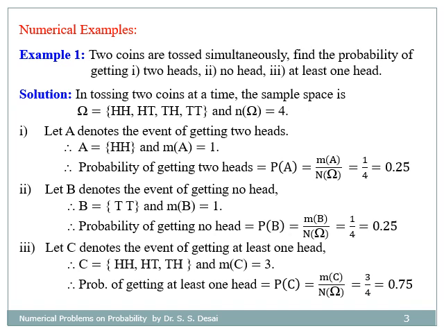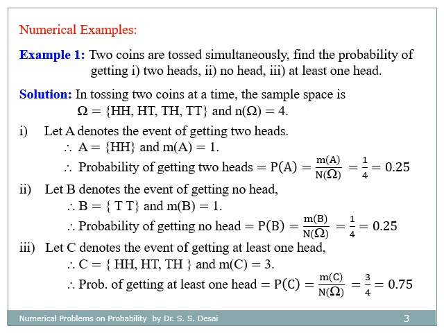So this is the first example. Two coins are tossed at a time. Find the probability of getting two heads, second, no head, and third, at least one head. In tossing two coins at a time, the sample space will contain four outcomes: both heads, head and tail, tail and head, and both tails. Therefore, the number of possible cases, n(Ω), equals 4.